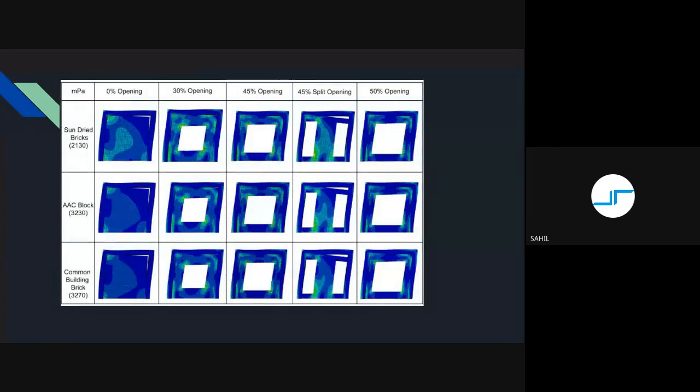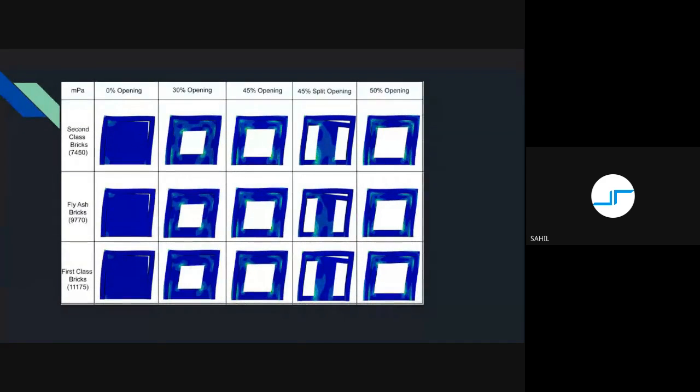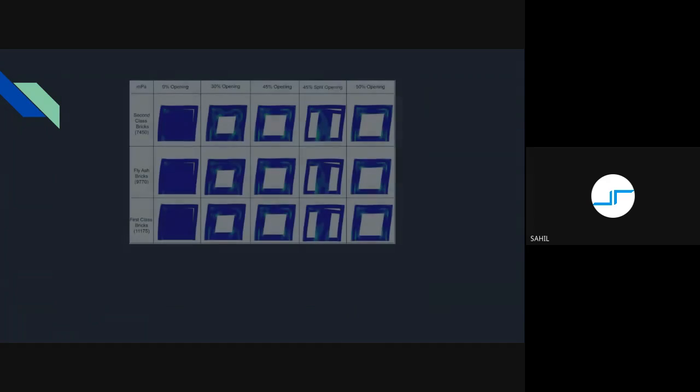So here you can see the stress diagram for all our models. The decreasing order in column shows the different types of brick with increasing Young's modulus, and when we move from left to right, you can see that the opening percentage of the wall is increasing. These are for all the six types of brick and five different types of opening.